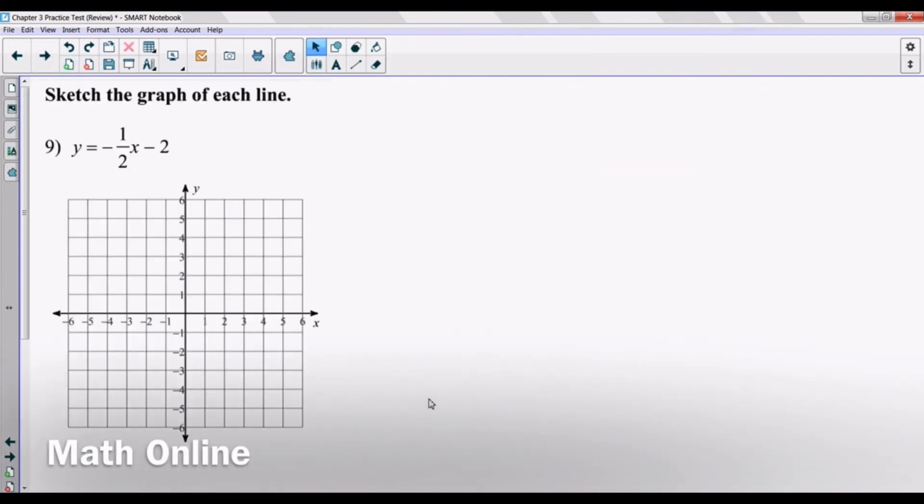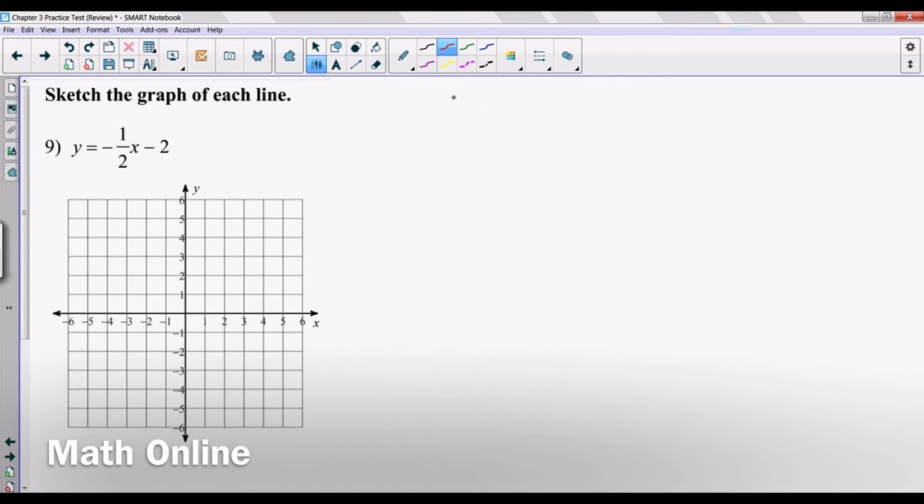All right, so in this case, we want to sketch the graph of each line. So in other words, you want to graph this equation, okay? There are 2 things that you need to identify first in order to graph this equation. First thing is identify the slope, and second, identify the y-intercept. Just keep in mind that this equation is in slope-intercept form already, so it's ready to be graphed.